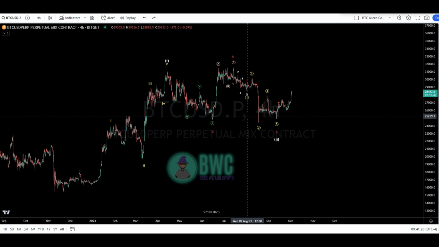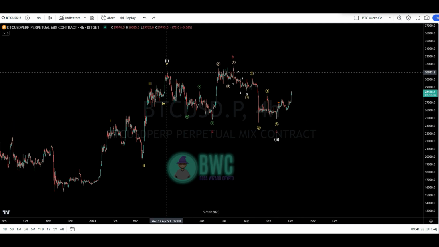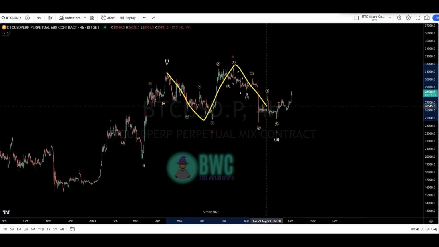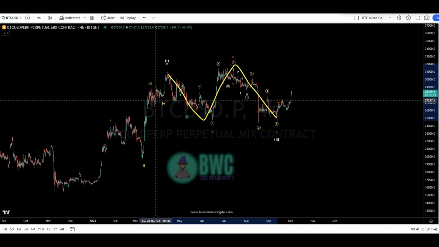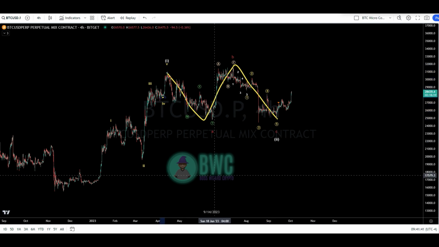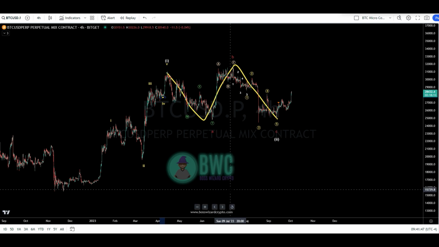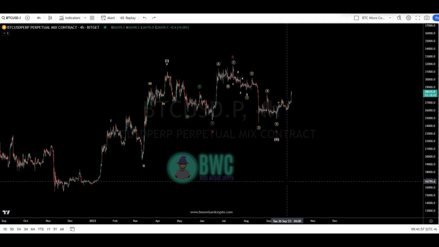Is it illegal? No. It doesn't meet the guidelines. All right. Third thing I don't like about this count is this flat, if we want to call that a flat, should end just beyond the price territory of the previous wave 4, and it ends significantly beyond the price territory of the previous wave 4. So with multiple guidelines broken, that should tell you this is not a very probable count.